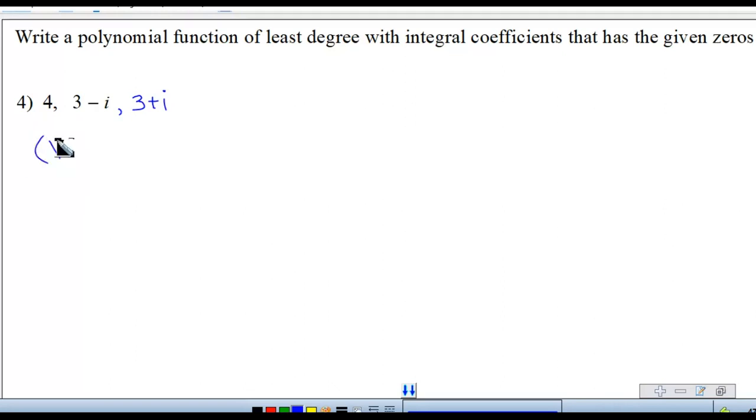My first factor is x minus 4. The second factor is x minus this whole entire complex number, 3 minus i. The third factor is x minus 3 plus i.